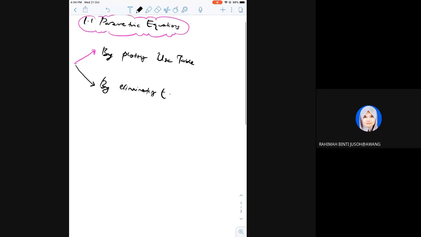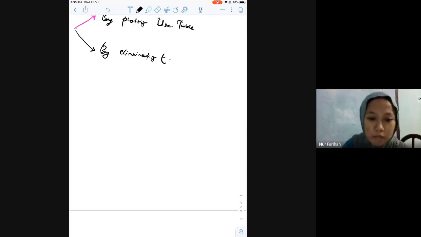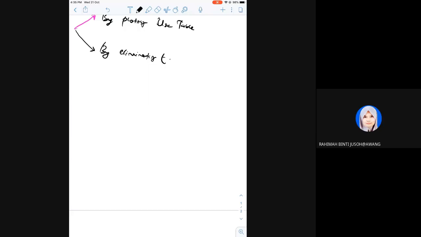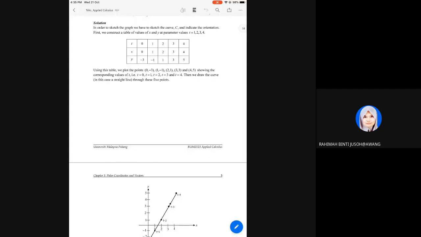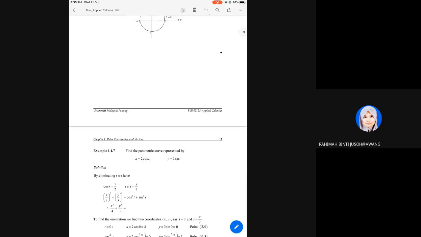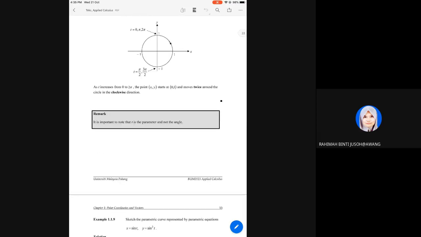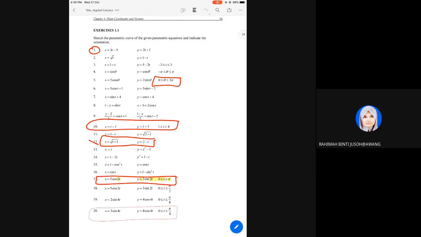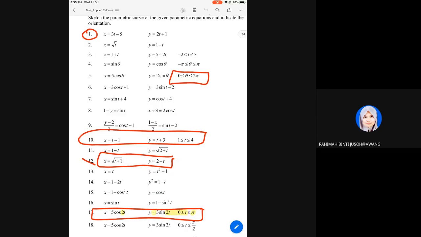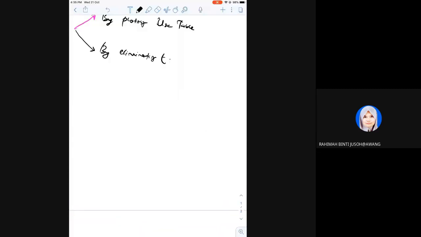Okay, so for today's lecture, I will focus on eliminating t. By eliminating t, we can look at the exercise 1.1. I will go to the simplest example first, all right? The simplest one, the straight line graph. Number one, we focus on straight line first.